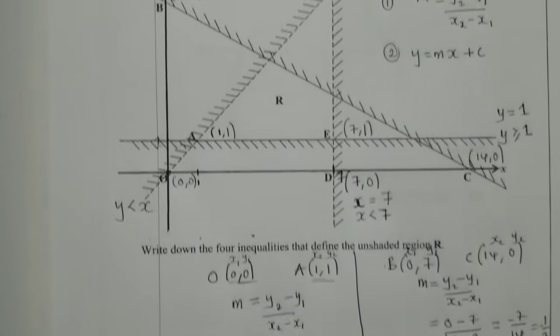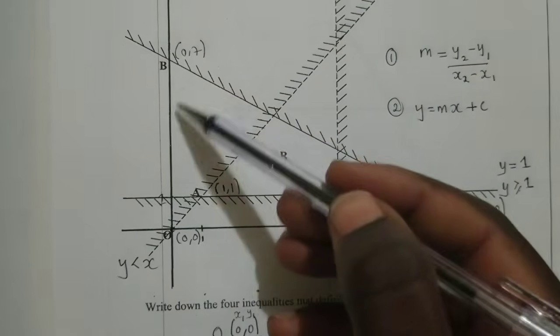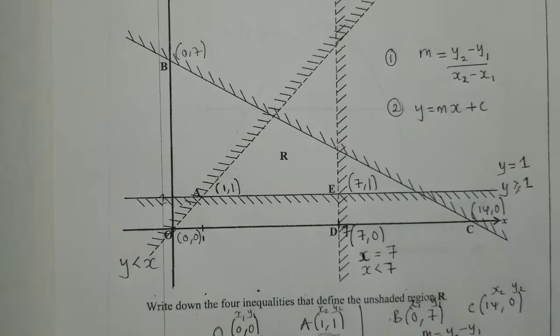If you can see, the shaded part is the top, the greater. The bottom part is not shaded, and that's a less than or equal to, because it's a solid line.